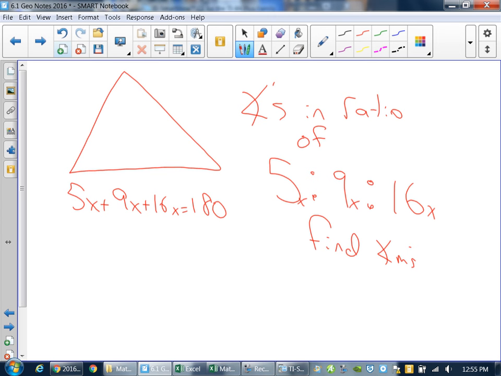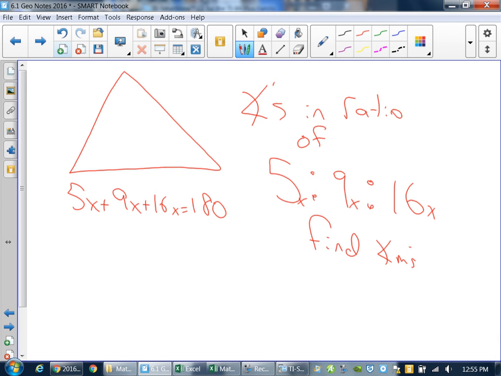And it turns it into a 2-step equation. Whenever you're given a ratio for angles, you put an x next to the numbers and you add it up to equal 180. That's it. You can try to make it more difficult for you, but I think that's pretty straightforward.